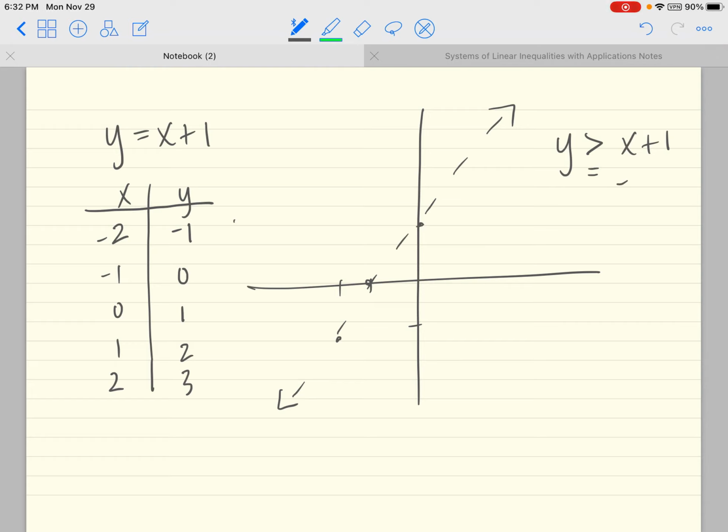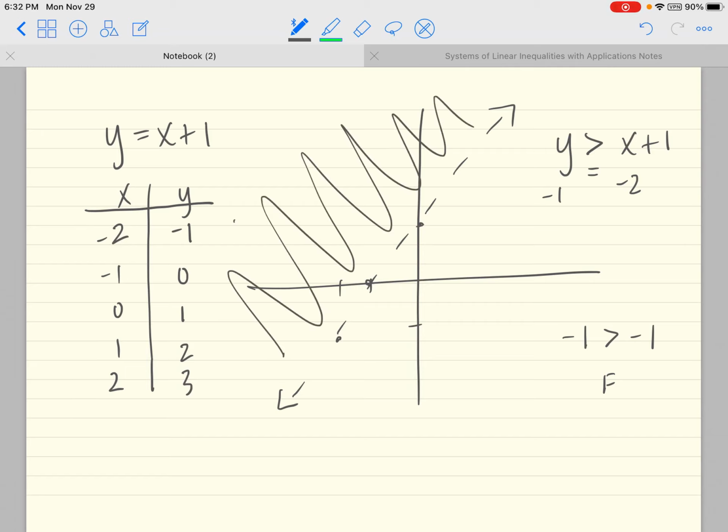If I plug in -2 and -1, I have -1 greater than -1, which is a false statement. So again, we're going to make a dotted or dashed line to say the points on that line are not solutions anymore. But if we're greater, then the points above are still going to be plugged in to make true statements. So what we're doing when we're graphing linear inequalities is distinguishing between when we can and can't be equal to the line or be on the line. So we're going to have a dotted or a solid line, depending on if we have the equal to in the inequality or not. And then the points on the line being solutions or not is part of the process.